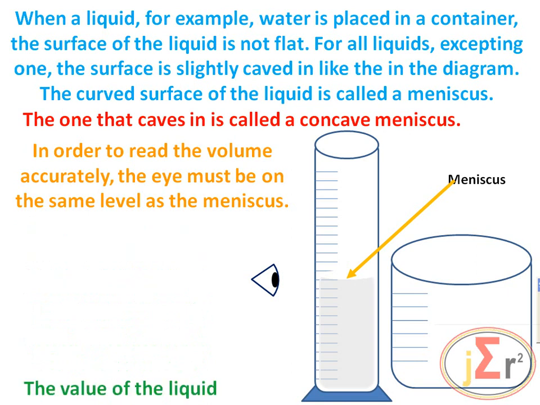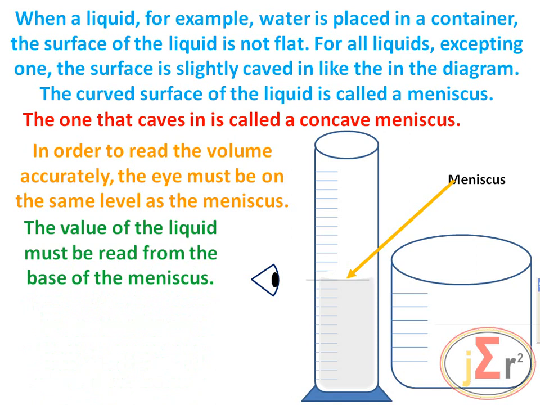So the meniscus is right there, and we measure from the base, not the top of the meniscus, but the base of the meniscus. And that is where we measure the volume from. Now when we are reading the volume of liquid in a container, what do we do? We put our eyes, or a single eye, in line with the meniscus, and we read the volume from the base of the meniscus.